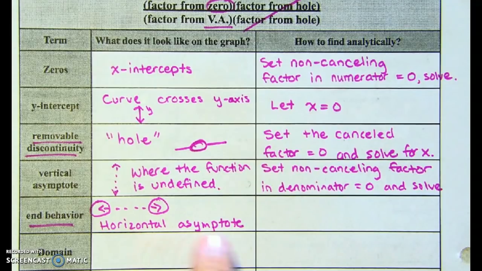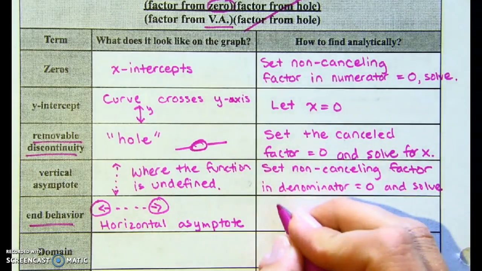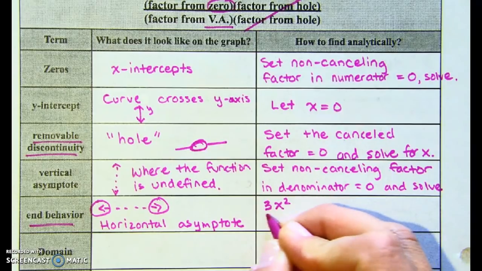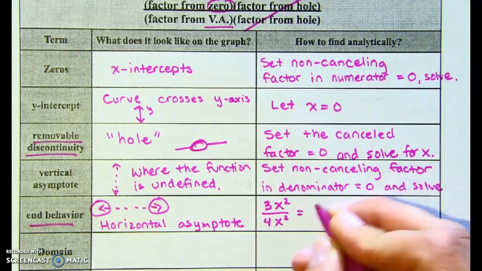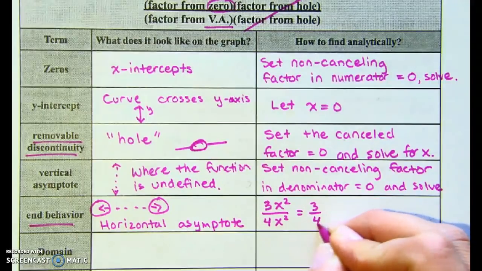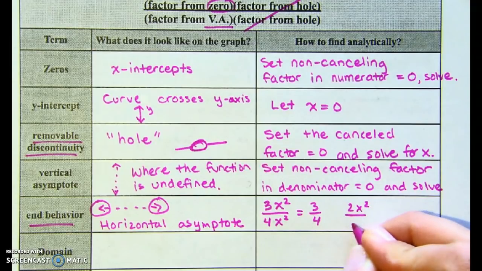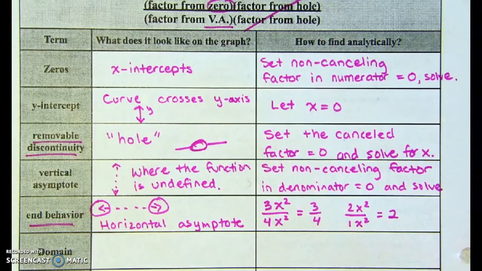Well, we're working on this, okay? So for now, I think we saw in one example that if you have, I'll just do a couple examples, if you have 3x squared over 4x squared, then the horizontal asymptote is at 3/4. Or if you have 2x squared over 1x squared, then the horizontal asymptote is at 2. Okay, but there's other scenarios that we're going to get into.